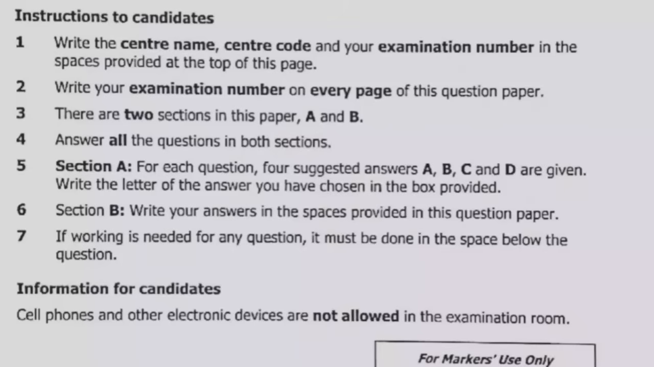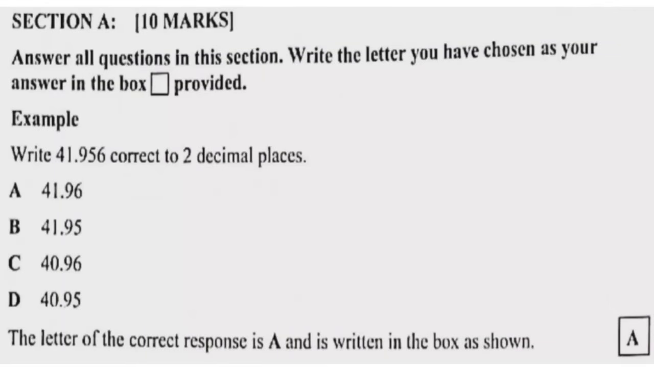Now let's go to the next part of this paper. Section A has 10 marks. Answer all the questions in this section. Write the letter you have chosen as your answer in the box provided. So there is an example. They have illustrated how we should be writing our answer.